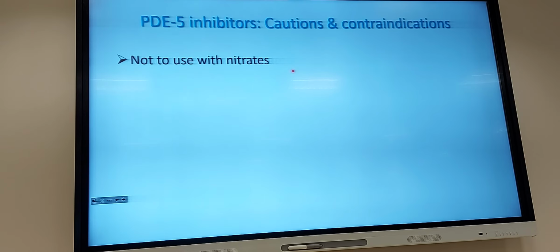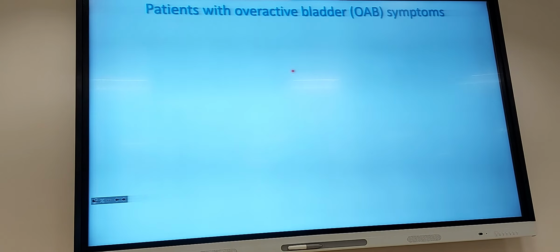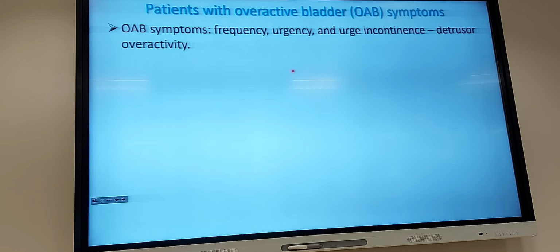You have to be very careful while using these with nitrates, because it can induce severe hypotension, and for the same reason you want to avoid it in severe cardiovascular disease. And you have to be cautious if you're using alpha blockers, which also act on vasculature. If you're using terazosin, doxazosin, which are acting on the vasculature, then you want to be careful while using this. Okay.